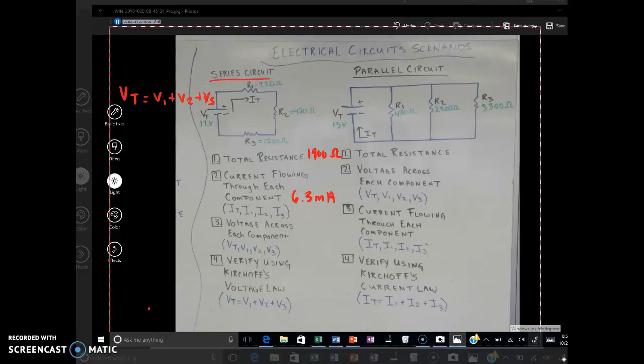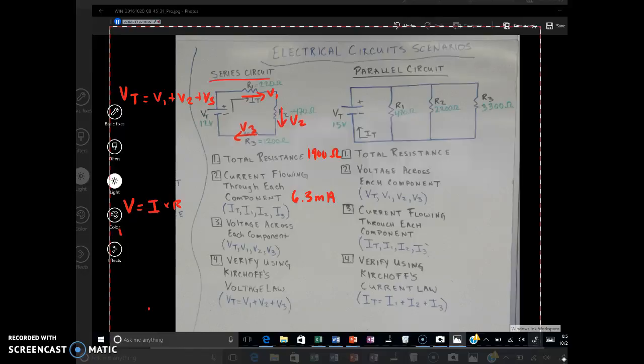We know VT is 12 volts. V1 is going to go across resistor number 1, V2 is across resistor number 2, and V3 is across resistor number 3. We can use Ohm's law to solve for the individual voltages because we know R1, R2, and R3, and we know I1, I2, and I3. So V will equal I times R. And we can do this for each of the different resistance components.